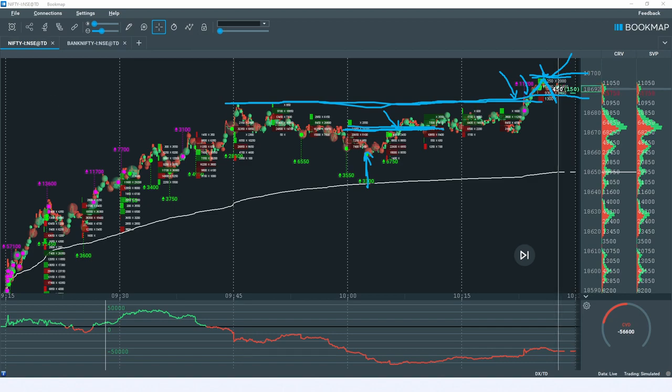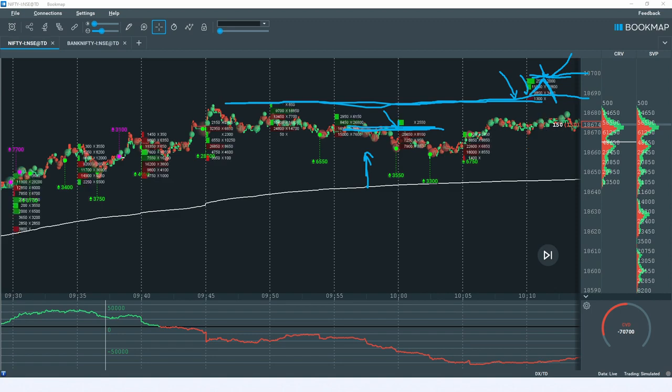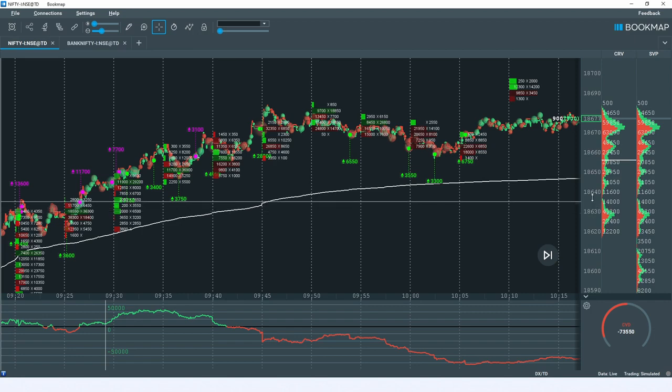Once this is clear, we can utilize the overall footprint chart information in order to either take an entry. Okay, just a moment.